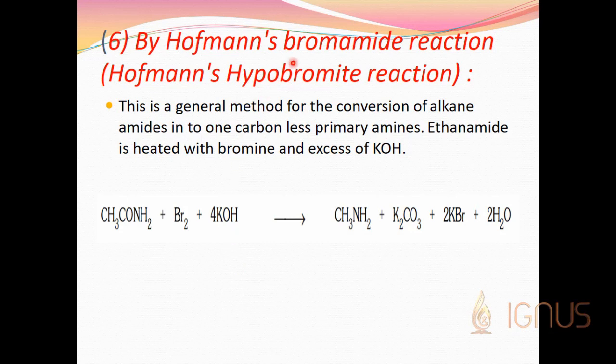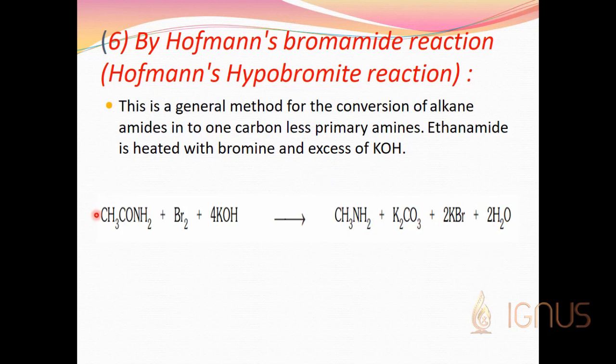By Hofmann's bromamide reaction. This is a general method for the conversion of alkyl amides into one carbon less primary amine. It's a conversion of amide to primary amine, which is having one carbon less. Here you can see ethanamide is treated with bromine in excess of KOH. You will be getting amine and K2CO3, KBr and water. Here all three are byproducts. This is the major product.